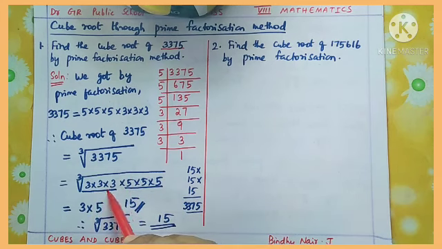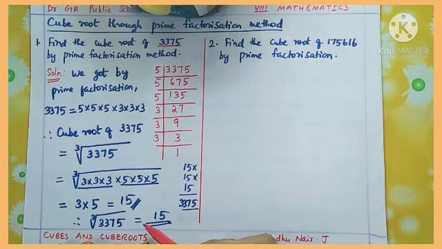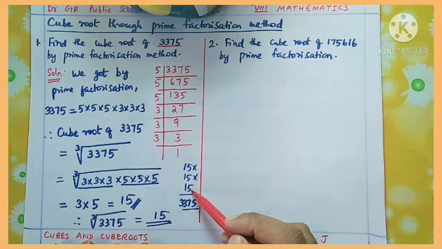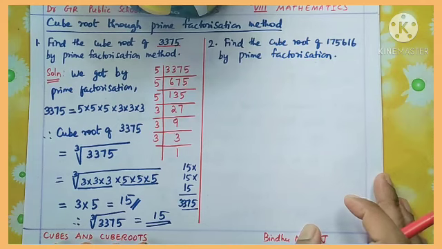So here from these 3 threes you are having 1 three, and from 3 fives you are having a 5. So 3 into 5 is 15. So this 15 is the cube root of the given number 3375. So what is the meaning of this? 15 is the cube root of 3375, and 3375 is the cube of 15. That is, when you multiply 15 3 times, you will get this number. So that is the meaning of this question.